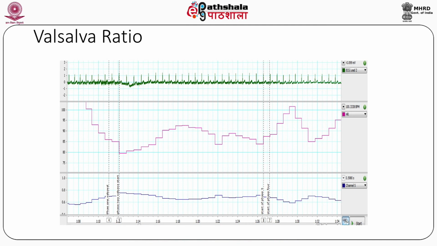So we have a scenario where the heart rate is increasing during the maneuver and RR intervals are decreasing during the maneuver, right? And similarly at the end of the maneuver, RR intervals are increasing and heart rate is decreasing. So the valsalva ratio takes the ratio of the maximum RR interval after the maneuver and divides it by the minimum RR interval during the maneuver. We get something called the valsalva ratio. Post maneuver RR interval divided by pre maneuver RR interval, and the valsalva ratio should be greater than 1.21.